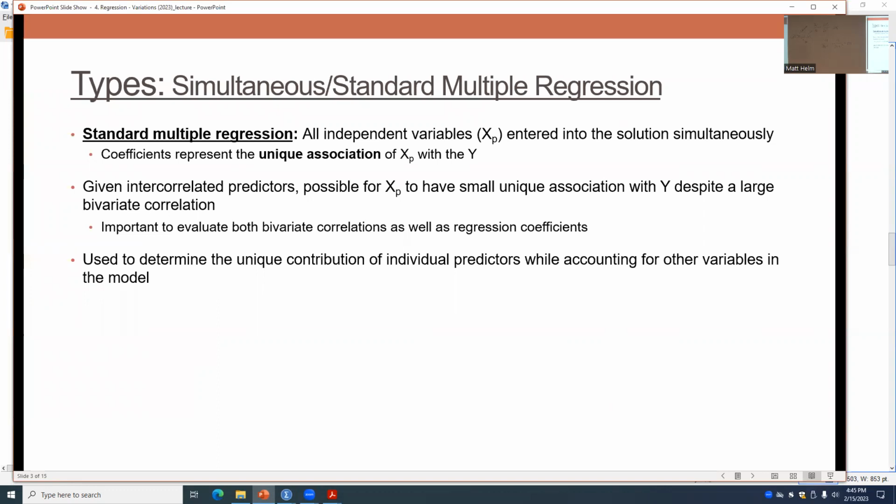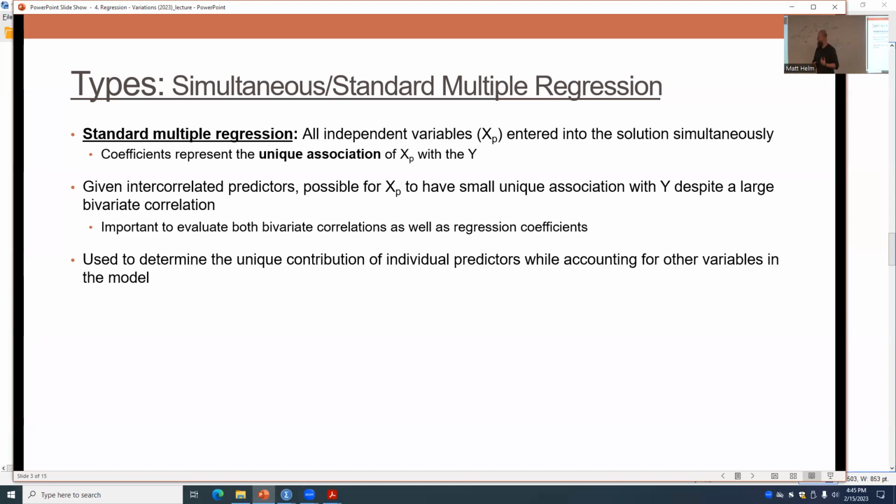Here, all of our predictors are entered into a model simultaneously. And in this, our model is looking at the unique association of our individual predictors with our outcome, controlling for everything else, covariating out. It's just looking at the unique association of this predictor with my outcome within the context of the model that I've created. And again, as we talked about, because our predictors are correlated, it's very possible to have a given predictor have a small unique association with my outcome, despite its large bivariate association.